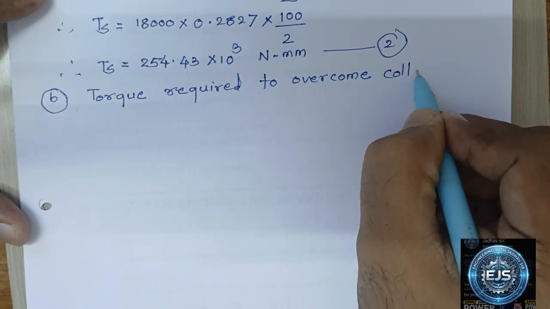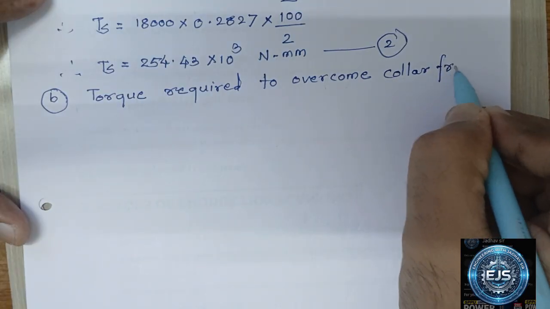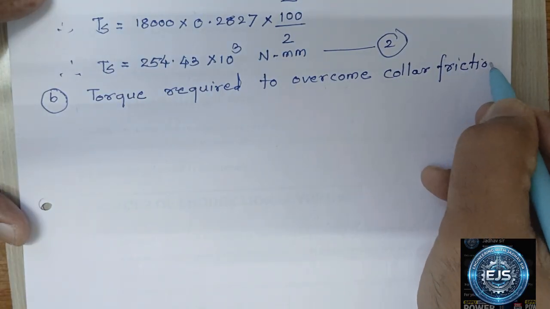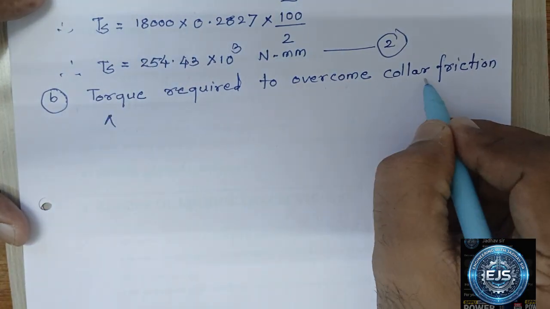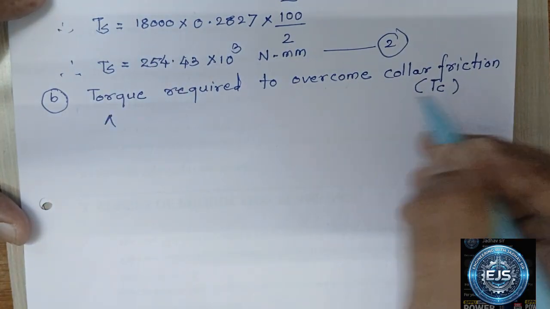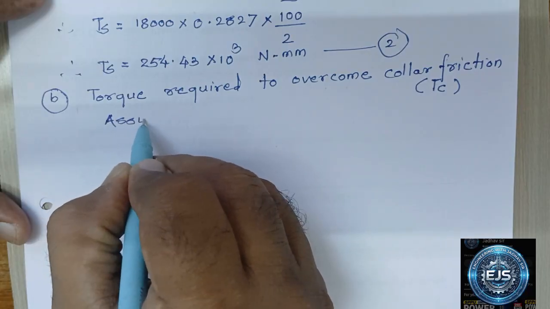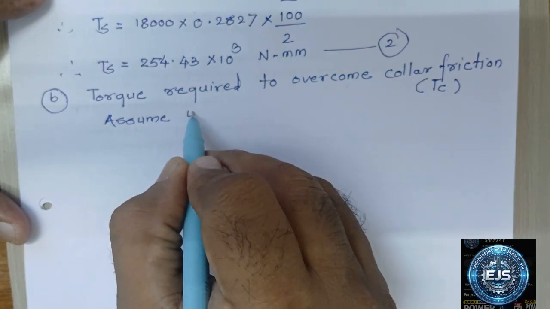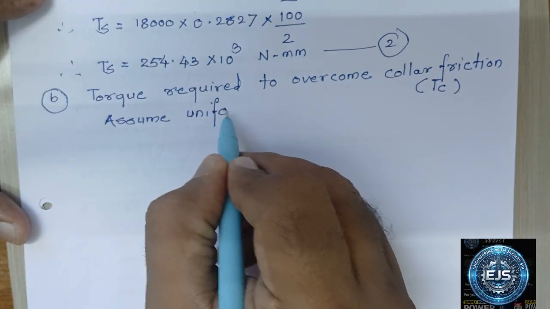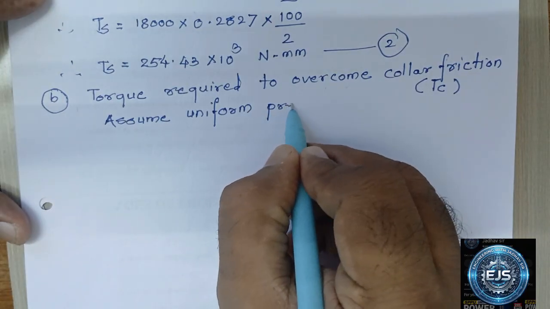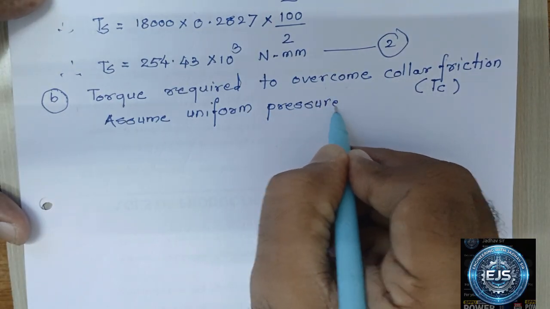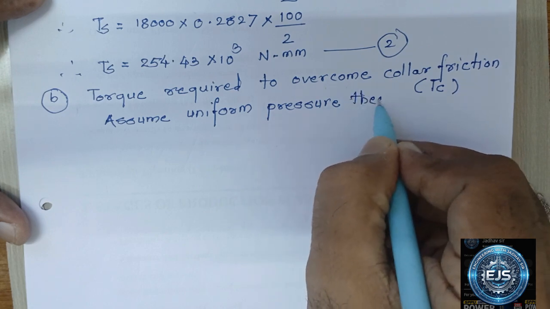There is a uniform pressure theory to be used for calculation of this torque. So considering uniform pressure theory for calculation of this collar friction torque, assume uniform pressure theory. It is mentioned in the problem that you use uniform pressure theory for calculation of the torque required to overcome the collar friction.